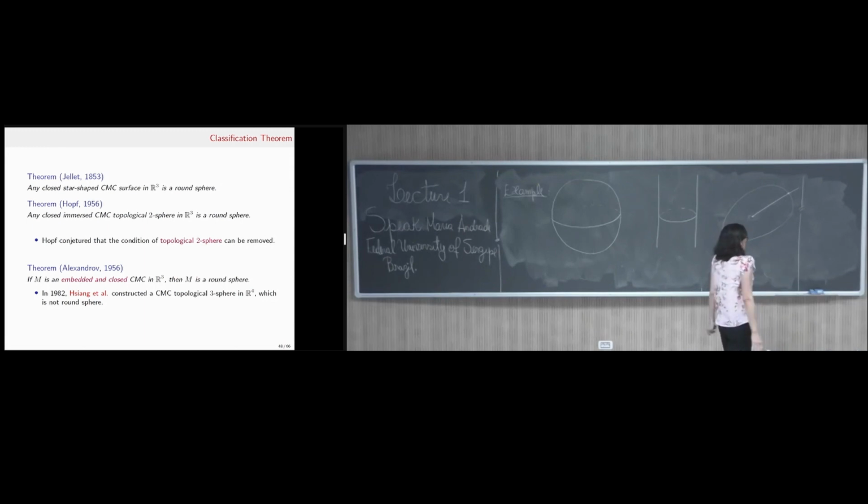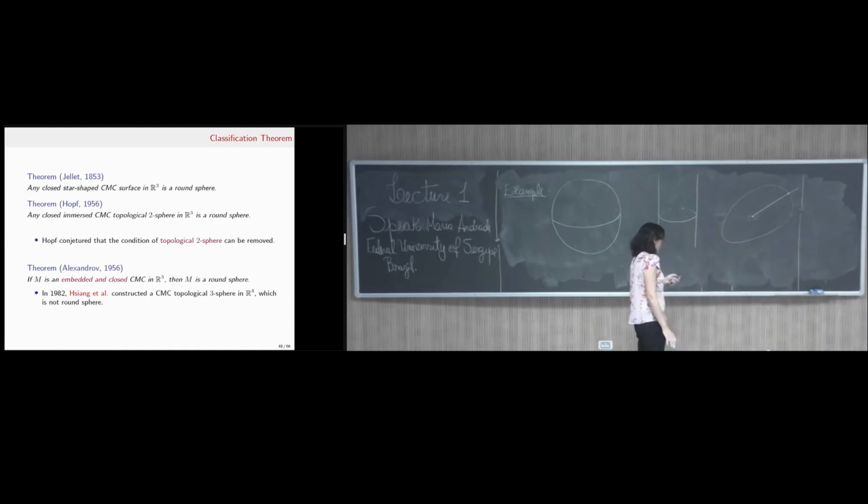So Alexandrov provided this result with a different hypothesis. If you consider that the surface is bounded and embedded, a CMC surface in Euclidean space, then he proved that the surface is a round sphere. But he put here the hypothesis of embedded. What does embedded mean? Basically, the surface doesn't intersect itself.